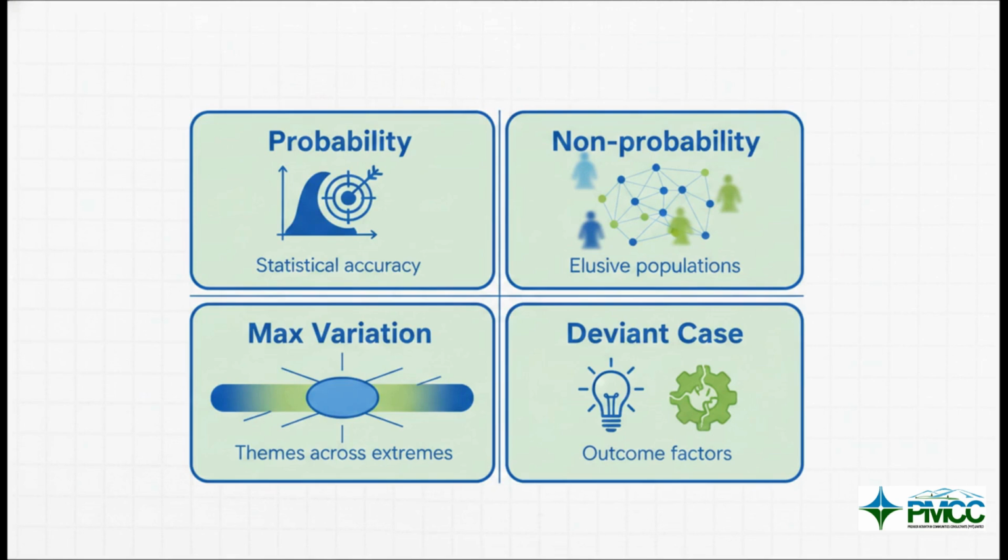Second, turn to non-probability sampling when you're dealing with elusive, unlisted populations where scientific sampling is just plain impossible. Third, deploy maximum variation sampling when your objective is to uncover shared themes or systemic issues across a widely diverse user base. And fourth, utilize deviant case sampling when your project needs to uncover the specific factors driving incredible successes or concerning failures. Remember, choosing the right tool completely dictates the quality of your learning.